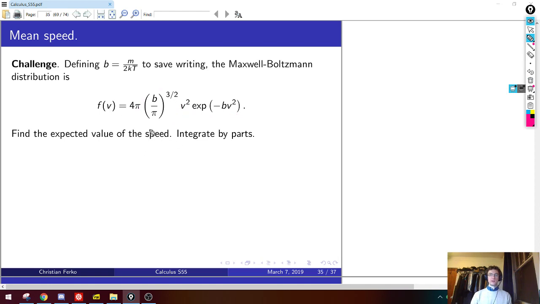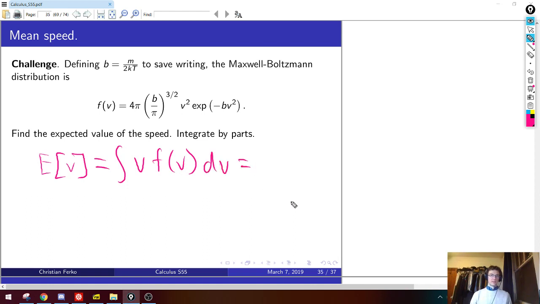Now, what if I ask you to find the quote-unquote average value, or really the expectation value of the speed? What integral would I have to write down to find the expectation value of the speed in this ideal gas? Will it be the integral of v times fv, or something else? Yep, that's the definition. dv, of course.